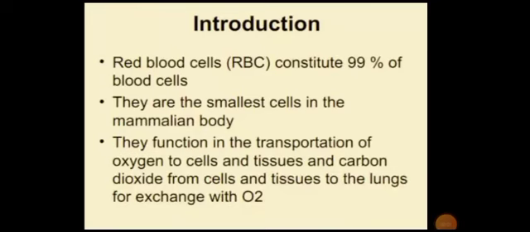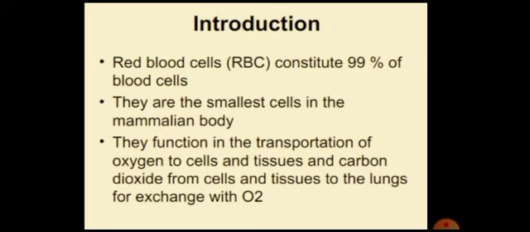Guys, we are discussing RBCs. RBC's full form is red blood cell, which constitutes 99% of the blood cells. These are the smallest cells in the mammalian body. As we know, the sperm is the smallest cell in the body and the nerve cell is the largest cell in the body. So, the RBCs are in between. Their function is the transportation of oxygen to the cells and tissues, and carbon dioxide from the cells and tissues to the lungs for the exchange of O2.